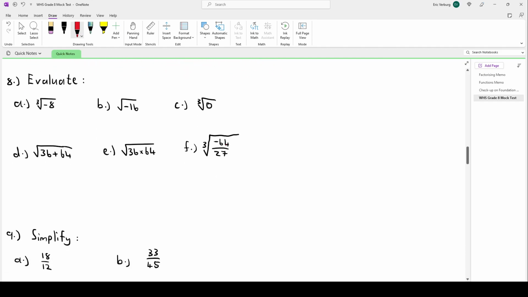Okay, question 8. Evaluate the following. Some of these ones you should just know from your list of numbers that you had to learn at the beginning of the year and a bit last year already. So the cube root of -8, that's going to be -2. If you have a negative number underneath a root, and it's an odd root, like the third root or the fifth root or the seventh root, etc., then the answer is also going to be negative.